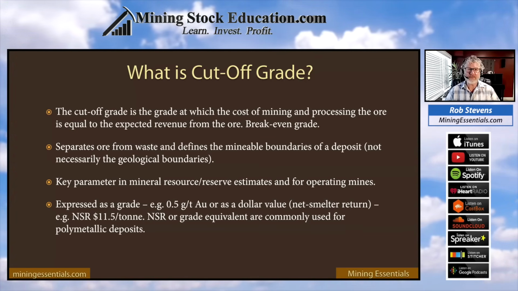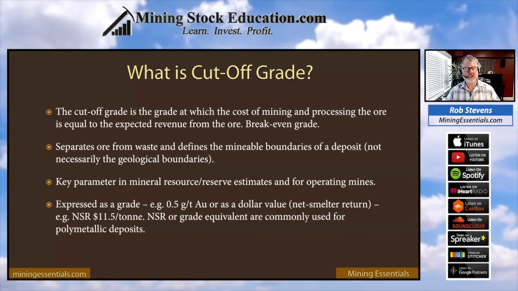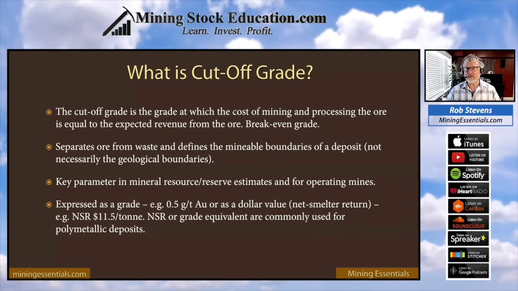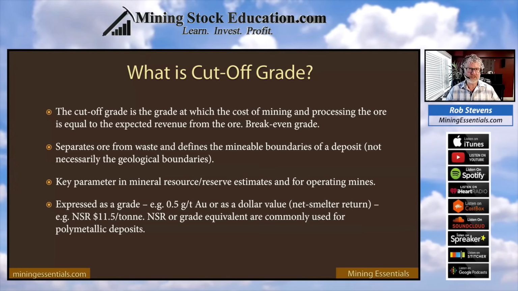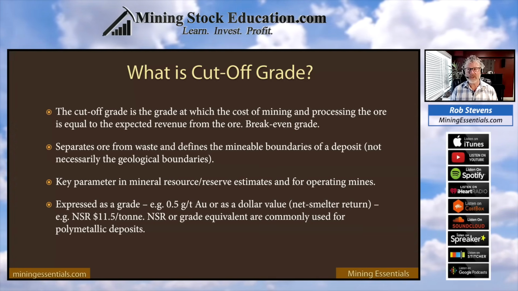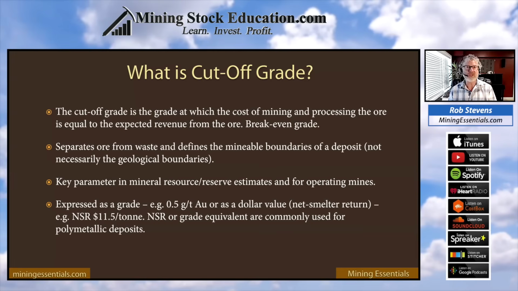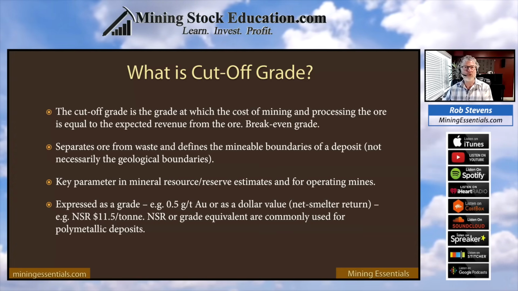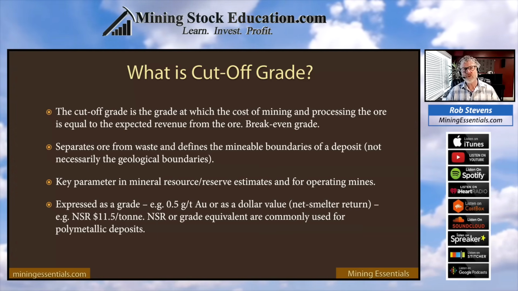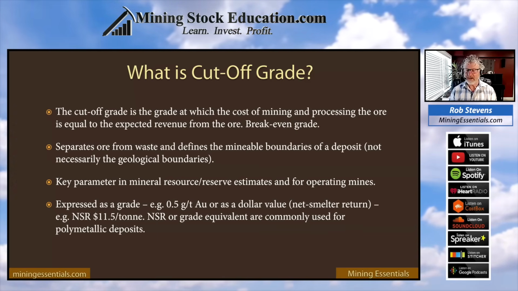As the second bullet there, it separates ore from waste, and it defines the mineable boundaries of a deposit, but not necessarily the geological boundaries. I want to distinguish that because there are a number of different types of mineral deposits, and maybe I'll use the example of a porphyry copper style deposit, where there isn't a distinct geological boundary between what is mineralized and what is not. It's a gradation. You may go from material of 0.5% copper down to 0.1% copper over a distance of a few hundred meters. The cutoff grade then doesn't clearly define the geology. It defines what's mineable. So a little bit different than the geology.